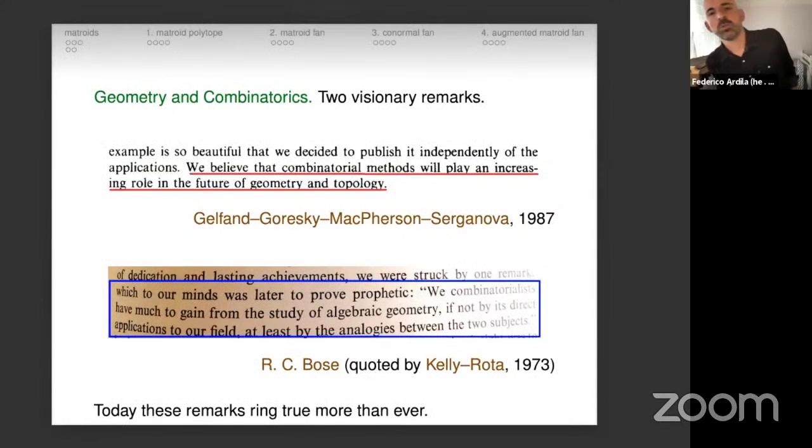Let me close with two remarks that I find very visionary. The first one is from that Gelfand, Goresky, MacPherson, and Serganova paper in '87. They write, "We believe that combinatorial methods will play an increasing role in the future of geometry and topology." So this is combinatorics at the service of geometry and topology. And conversely, Bose made a statement quoted by Kelly and Rota in '73 that says, "We combinatorialists have much to gain from the study of algebraic geometry, if not by its direct applications to our field, at least by the analogies between the two subjects." And these remarks really feel very prophetic today, and they have never been more true. And in my view, the awarding of June Huh's Fields Medal is very much a celebration of this vision.